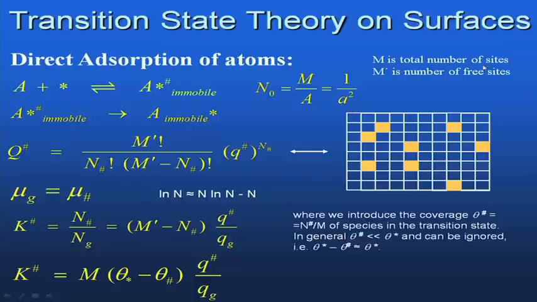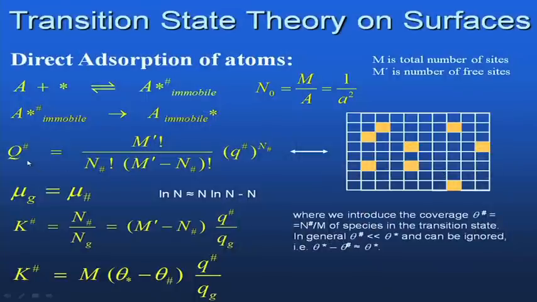So, m is the total number of sites available, m primed is the number of free sites. You see these yellow ones are occupied. Out of say 1, 2, 3, 4, 5, 6, 7, 8, 9, 10, and here 1, 2, 3, 4, 5, 6, 7, 8, that means out of 80, 2 to 4, 5, 6, 7, 8 is shown to be occupied. So, 10% is occupied, and the remaining 90% is free for other molecules, I mean other atoms, to get adsorbed onto the surface.